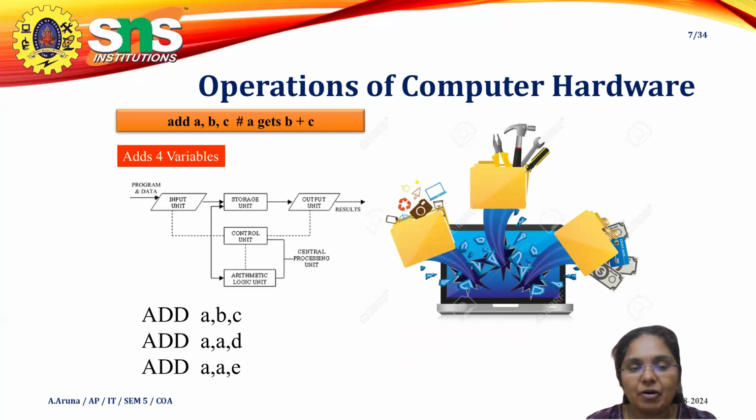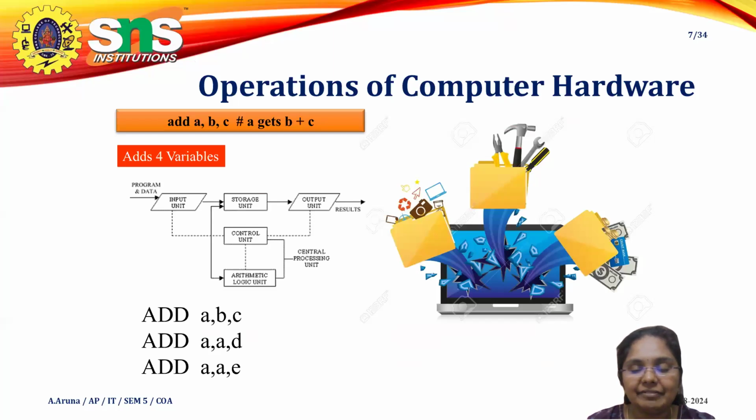For example, if I want to add 4 variables, simply in our high level language I can write A equal to B plus C plus D, or A plus B plus C plus D plus E. Similarly I can work it out. But here I have to use either two operands, three operands, a single operand or a zero operand representation to perform an addition operation. First I have to add two numbers so that I can store the value in A. And again, I can go on continuously.